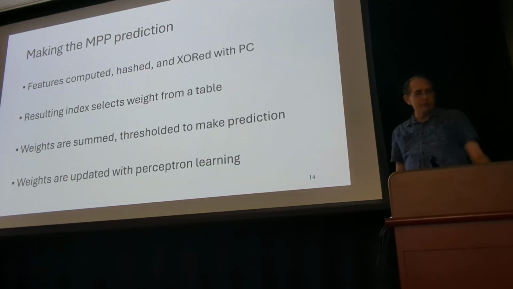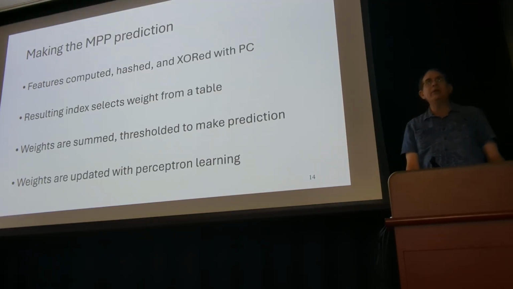To make the prediction, the features are computed, hashed, and exclusive-ORed with the PC. The resulting index selects a weight from a table. The weights are summed and then thresholded to make a prediction. The weights are updated with Perceptron learning.